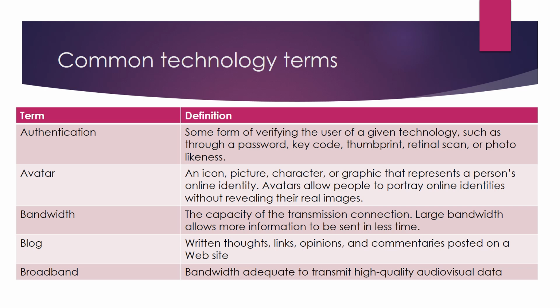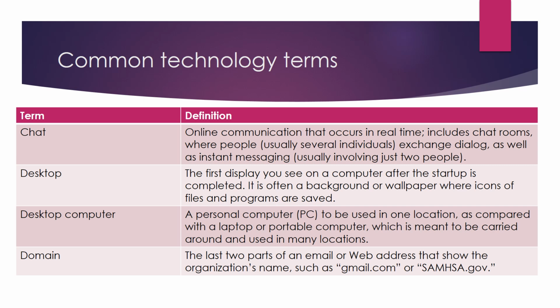A blog, this is just a written thought, a link, opinion, or commentaries posted on a website. It's kind of like the op-ed piece in the newspaper. And broadband, this is bandwidth that is adequate to transmit a high quality audio visual data. Chat, this is online communication that occurs in real time. It includes chat rooms where there's usually several individuals in there, they're exchanging dialogue, as well as instant messaging, usually involving just two people.